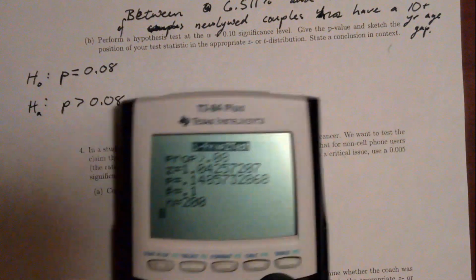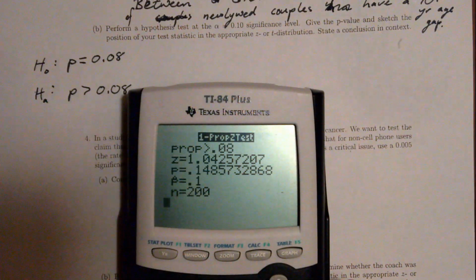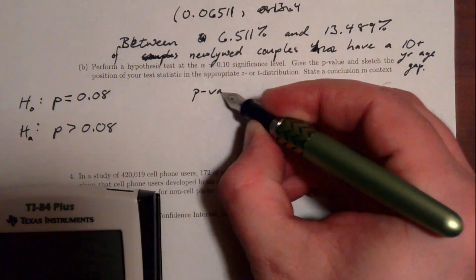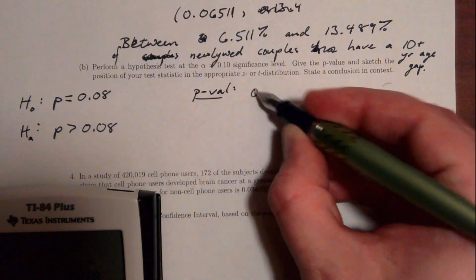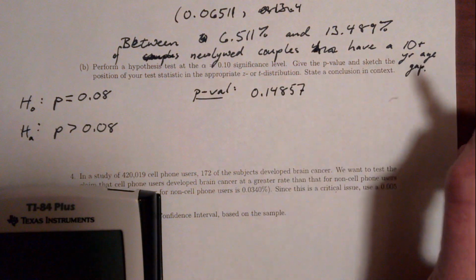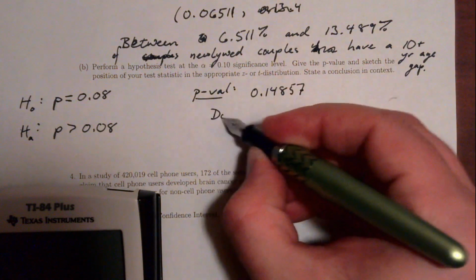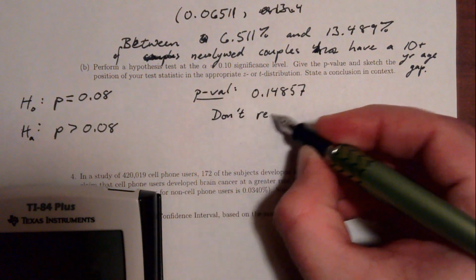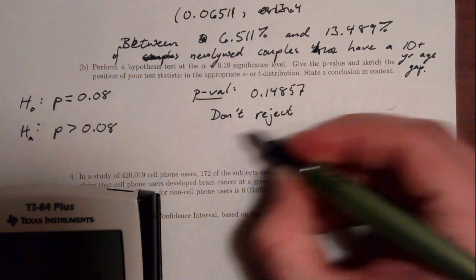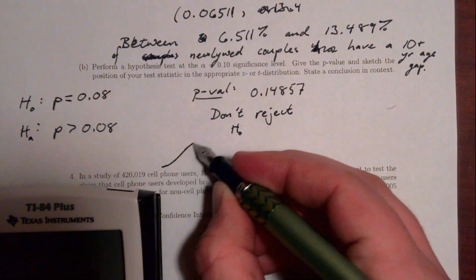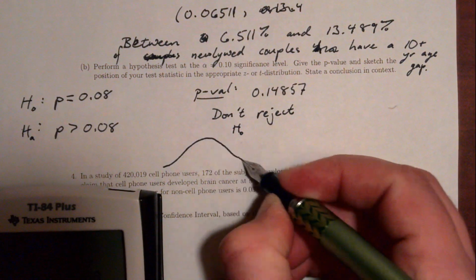So our p-value now is 0.14857. We don't reject. It's bigger than 10%, so we don't reject. And now this time I'll remember. I actually put it in the bell curve here.